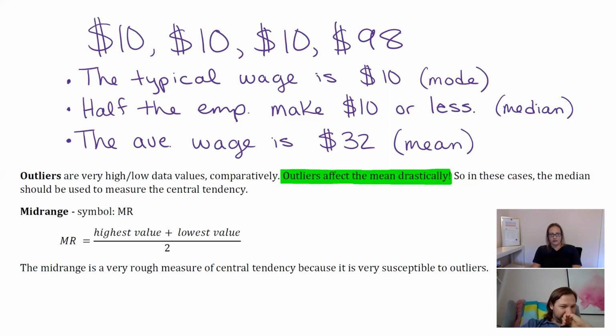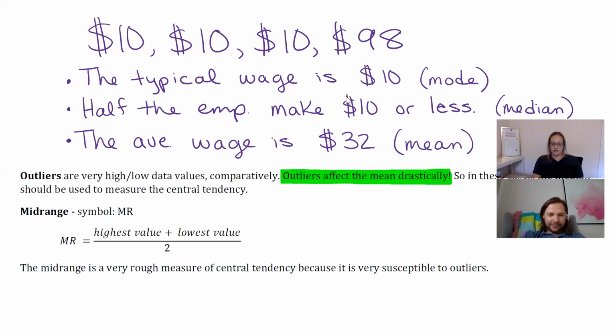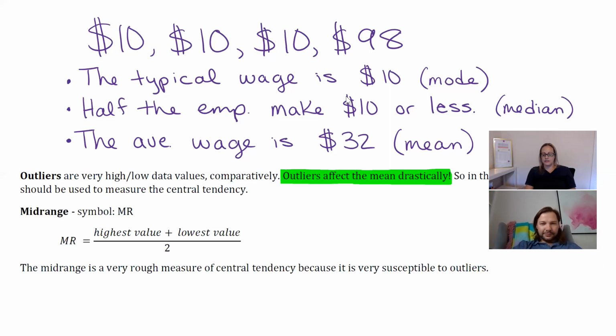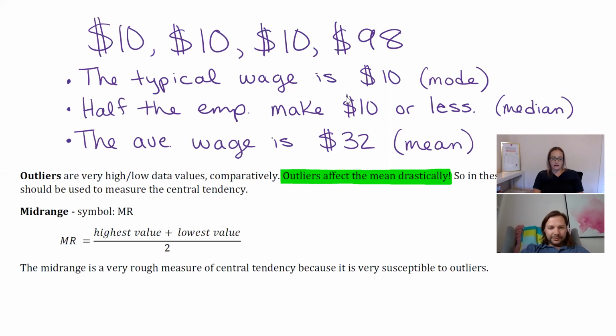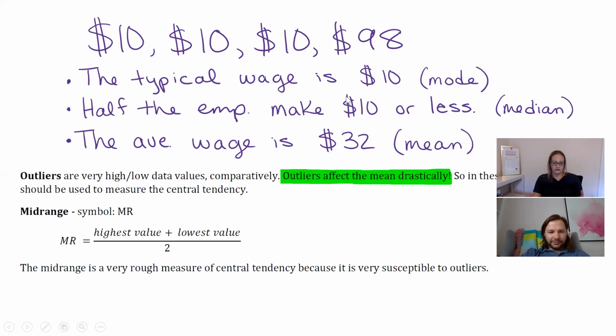Okay, so those are the 3 main measures of central tendency. We do have a 4th one called the mid-range. The symbol for that is MR. And it's a very easy calculation. It's just the highest value plus the lowest value divided by 2. It's a very rough measure of central tendency because it's also susceptible to outliers. But that is another measure that you can use, especially if you just want to find a quick measure. Okay, so there were those 4.